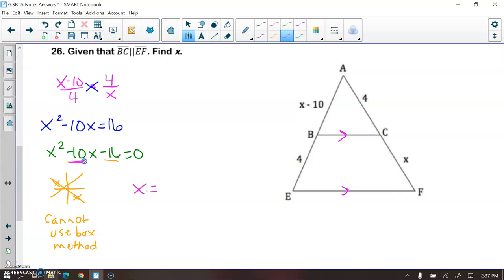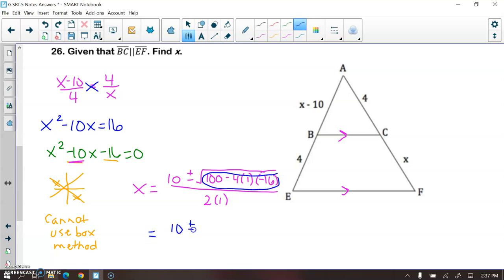x is equal to the opposite of b, plus or minus the square root of b squared, and -10 squared is 100, minus 4 times my a times my c, all over 2 times my a. Simplifying what's underneath my square root first, I get a 10 plus or minus the square root of, and then just typing a 100 minus a 4 times a 1 times a -16, I wind up with a 164. And then I'm also going to simplify my denominator. A 2 times a 1 is a 2.